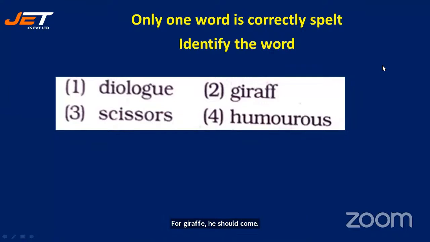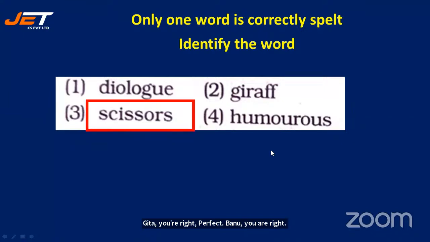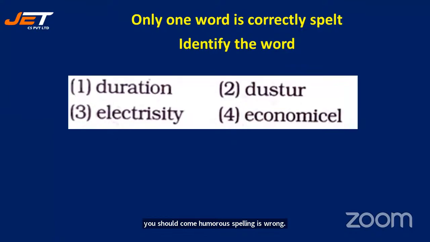Before Malesh, I'm getting one answer. I'm not able to see the name. Geeta, you're right, Geeta. Perfect. Banut, you're right. All right. So almost all are giving me the answers. And the correct answer is scissors. Right? So dialogue, giraffe, E should come. Humorous spelling is wrong. HUMOROUS. All right. Yes. See the next question.